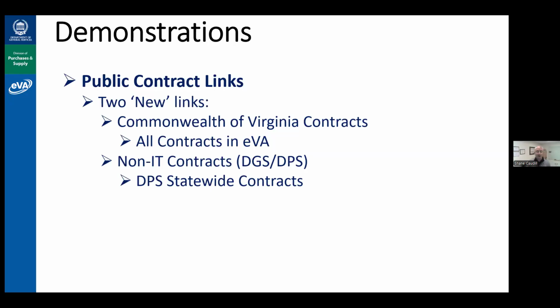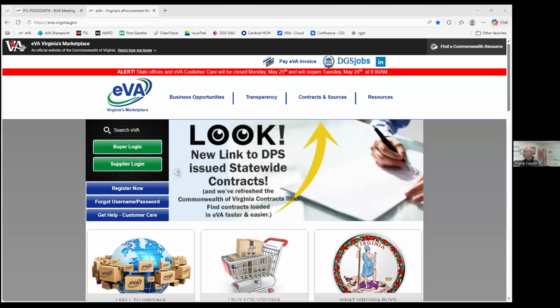We have an area where you're seeing all contracts that are entered into EVA, and the link name is simply Commonwealth of Virginia contracts. And then our DPS statewide contracts, so non-IT contracts that are managed by DGS and DPS, are out there as well. I'm going to stop sharing the presentation and move over to EVA.